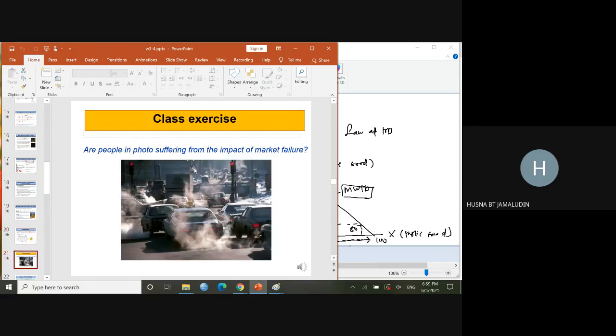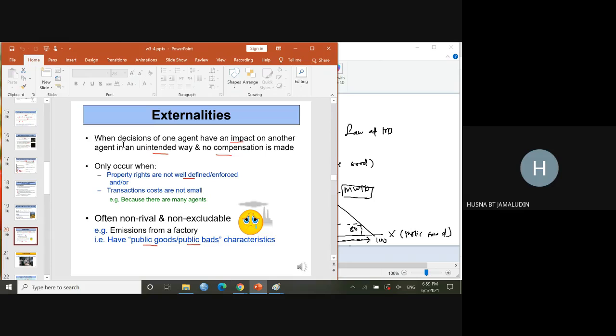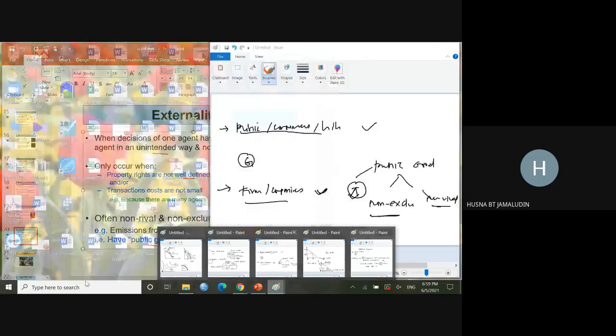This market failure is actually negative externality, right? When we talk about pollution, we are referring to negative externality. Let me see the definition of externality, because many of my students got confused. They don't really understand the definition. When decisions of one agent or one person have an impact on another agent in an unintended way and no compensation is made.